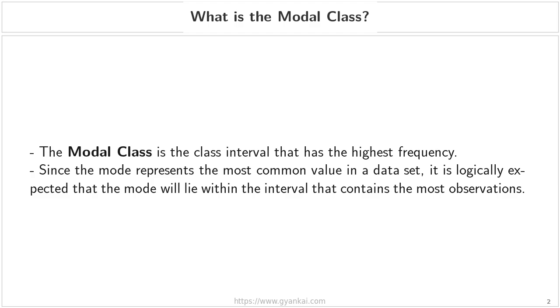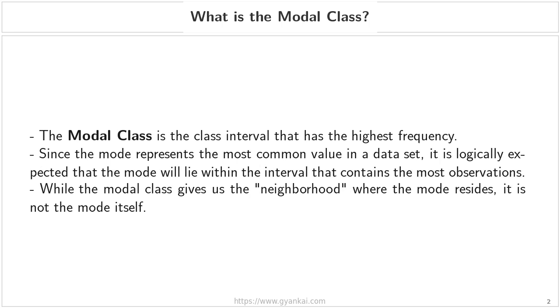Now, think back to what we learned about ungrouped data. Since the mode represents the most common value in any dataset, it is logically expected that the actual mode will lie somewhere within the interval that contains the most observations. If a specific range has the most items in it, that's where our most common value is hiding.